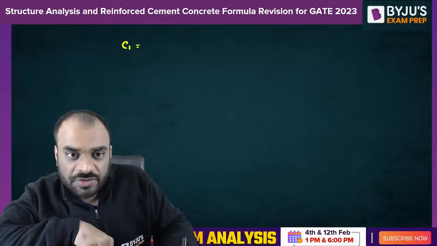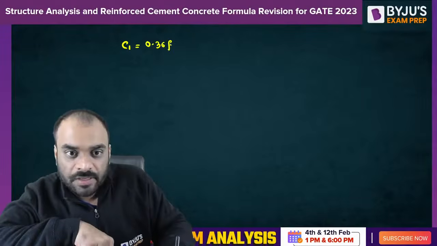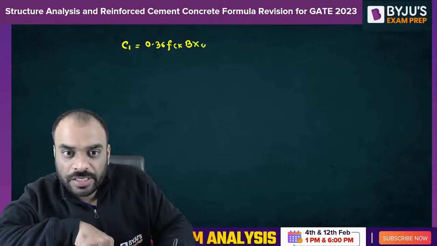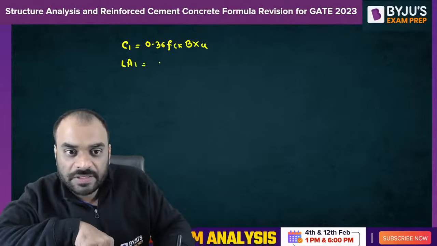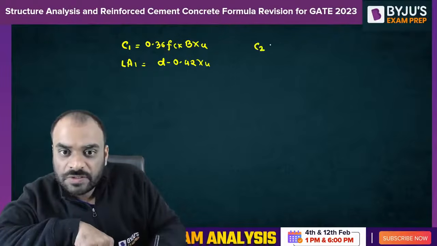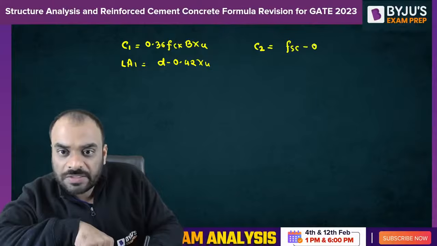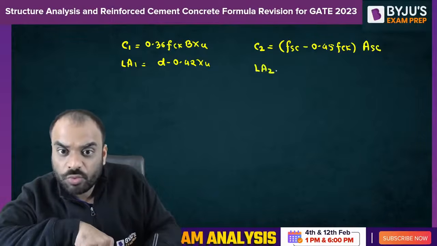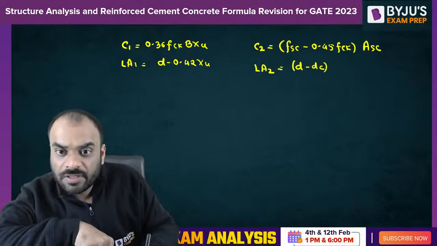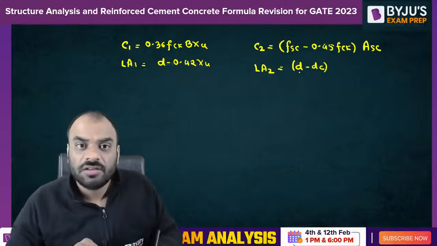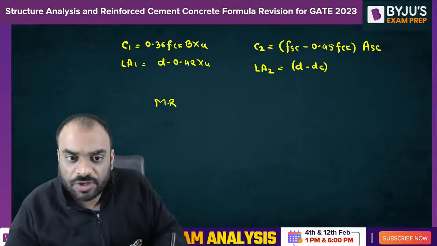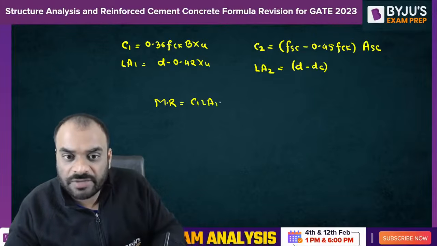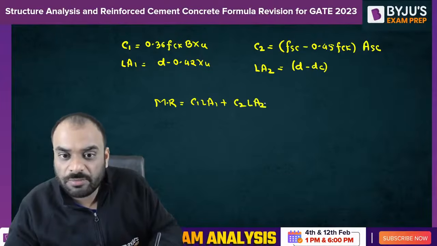So guys, what is the value of C1? C1 is equal to 0.36 fck b into xu. What is lever arm 1? Lever arm 1 is d minus 0.42 xu. What is the C2 force? C2 is equal to (fsc minus 0.45 fck) multiplied by the area of compression steel, and then we have lever arm 2, which is d minus dc. Now take the product of these values, you will get the moment of resistance. So the moment of resistance for a doubly reinforced section is C1 into lever arm 1 plus C2 into lever arm 2.